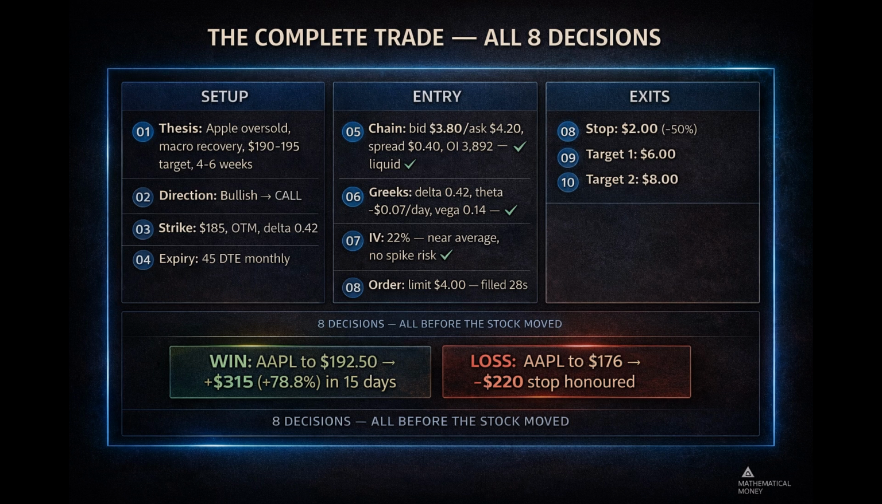Liquidity check: spread 40 cents, volume 1,400, OI 3,892. Order type: limit at $4 even, filled in 30 seconds. Exit plan: profit target $6 to $8, stop loss $2. Win scenario: Apple to $192.50 in 15 days, option sold at $8, profit $315, 78% return. Loss scenario: Apple to $176 in 10 days, stop triggered at 180 cents, lost $220. 8 decisions, all made before the stock moved a single cent.